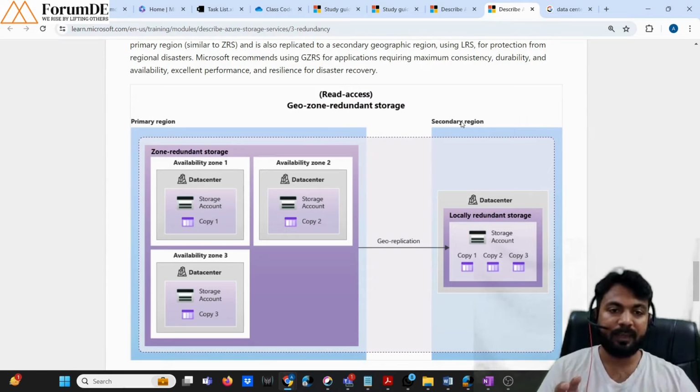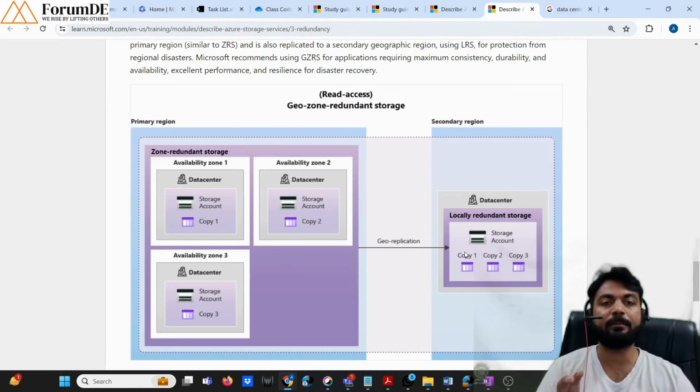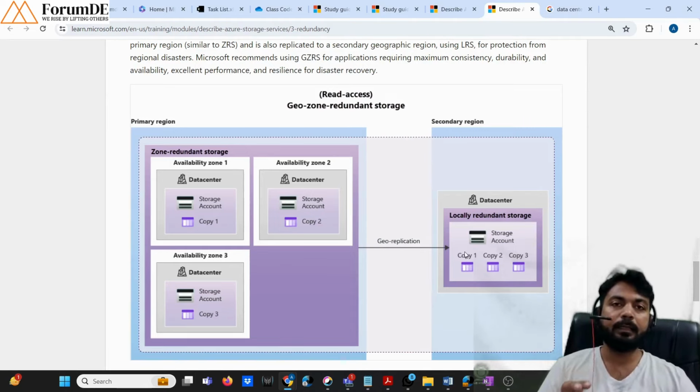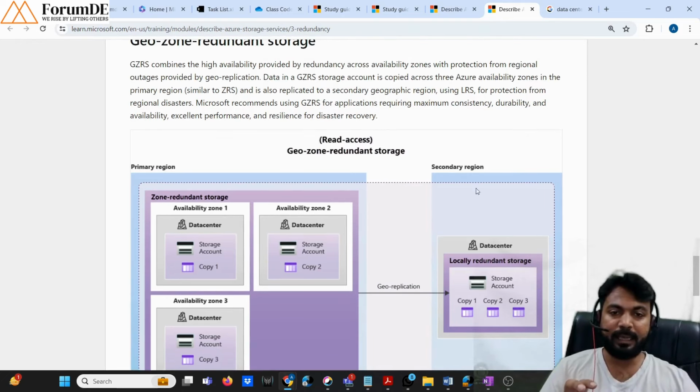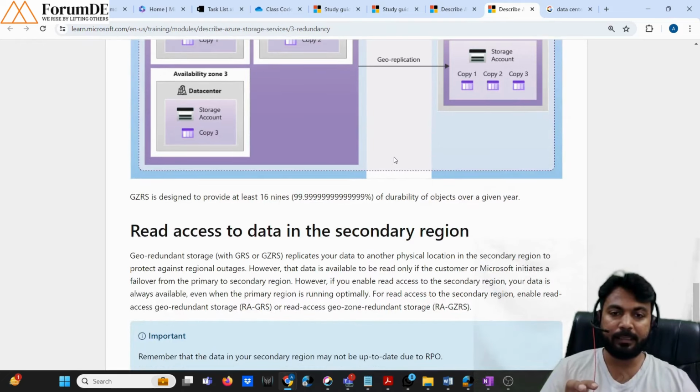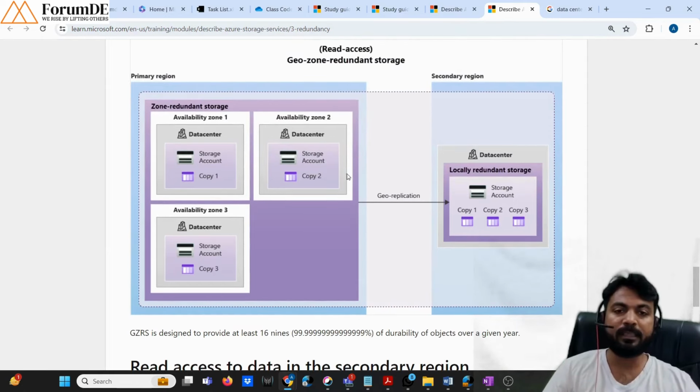And in the secondary region, your data is kept in the same physical infrastructure. Three copies of the same data are kept in the same physical infrastructure, the same data center. So this kind of setup has the highest durability. It has around 16 nines of durability again. It is the most robust system to handle any bad event.